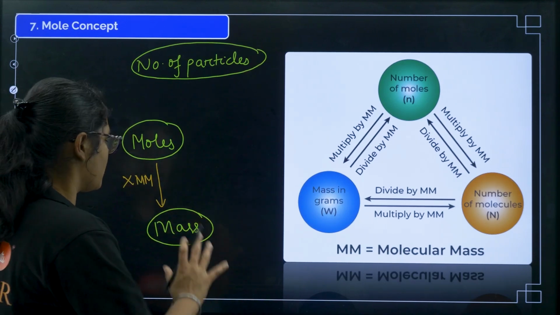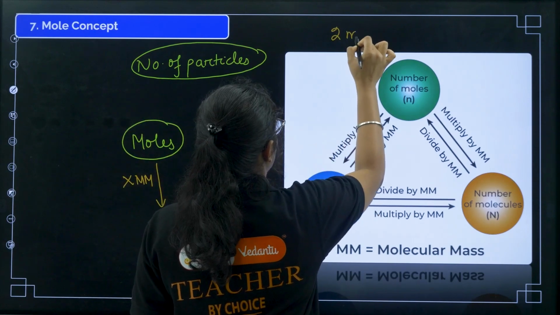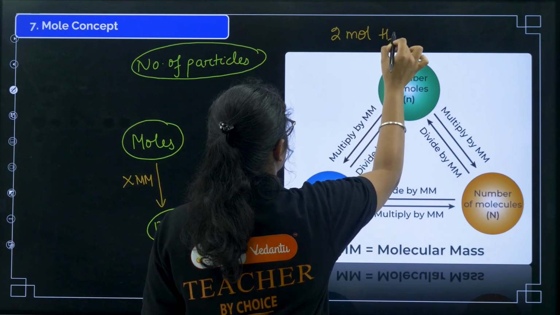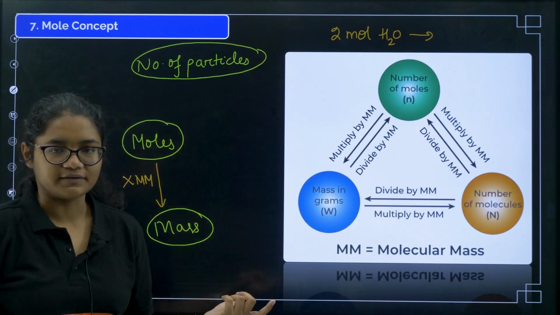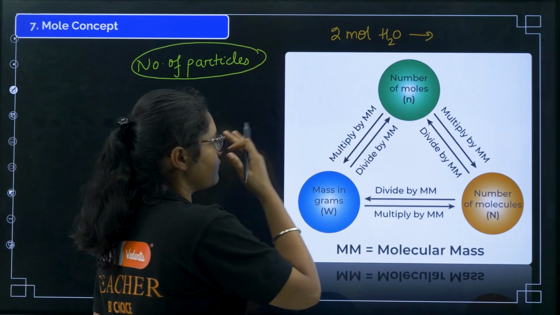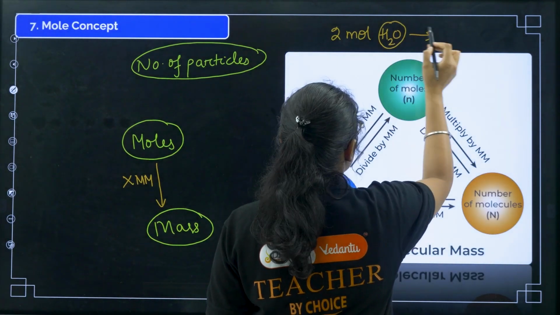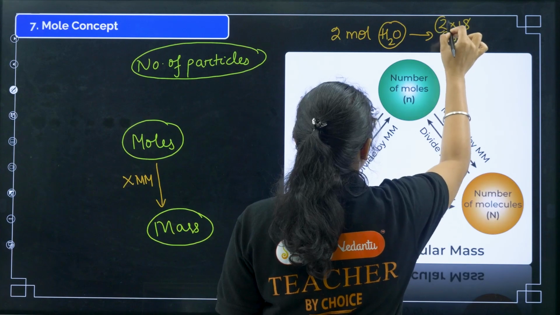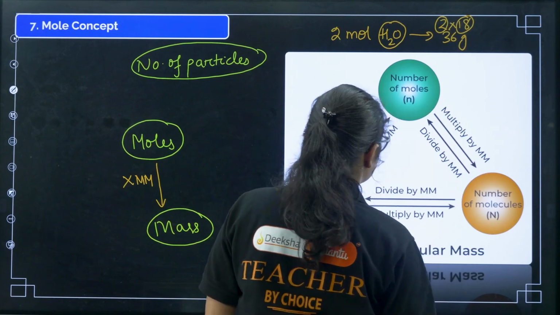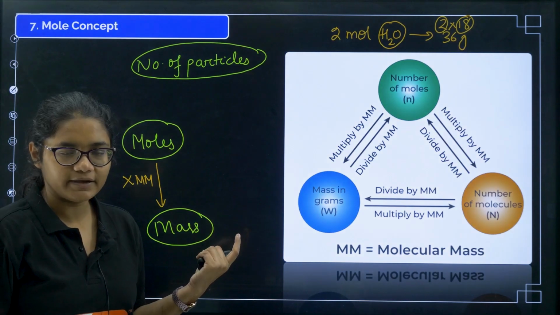Like for example, I'll give you an example. Suppose I tell you there are 2 moles of water. Find out its mass. Then you know 1 mole, or 1 molecular mass, of water is how much? 18. So 2 moles will be 36 gram, right? 2 into 18 you are doing. So number of moles into the molecular mass will give you the total mass, right?